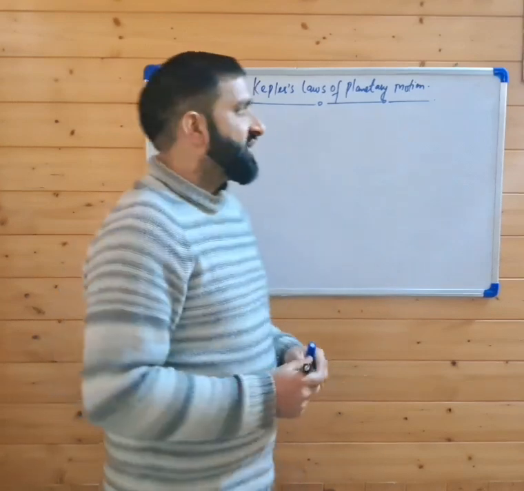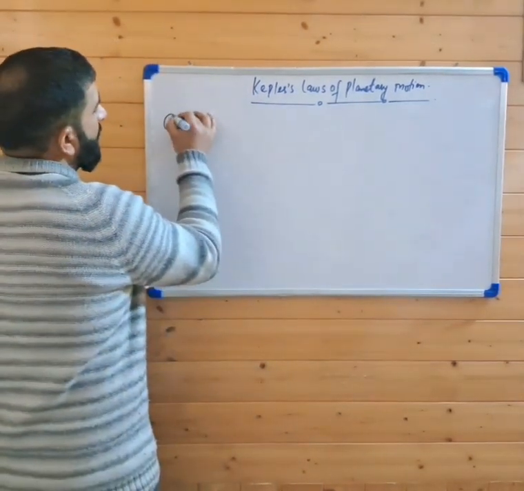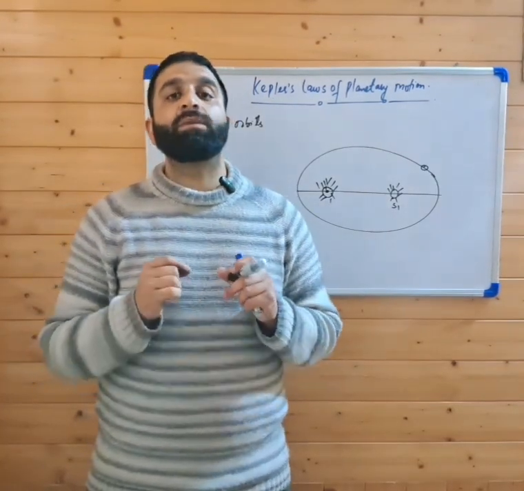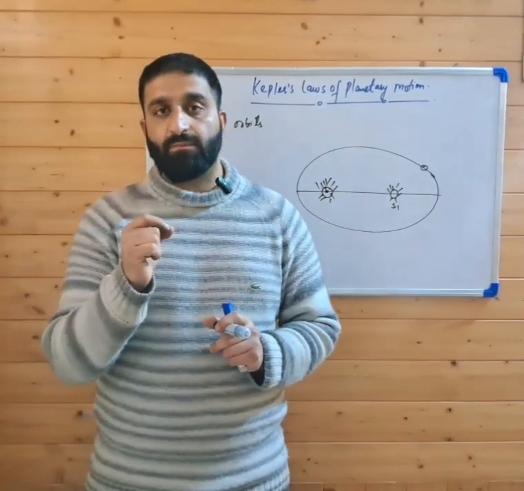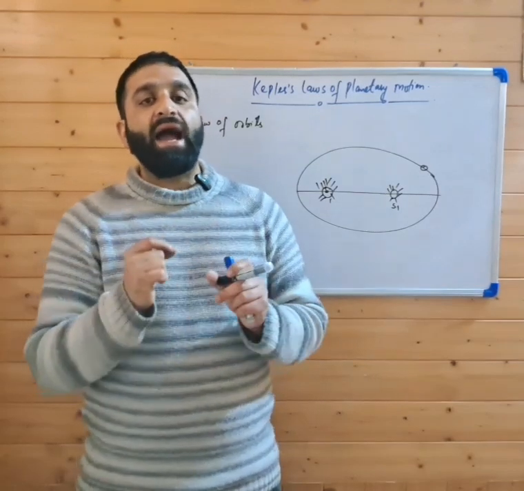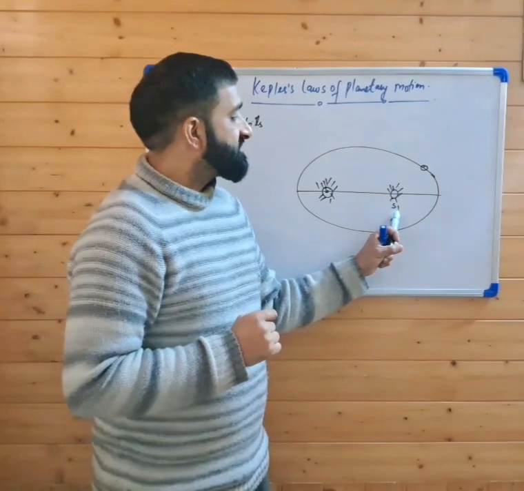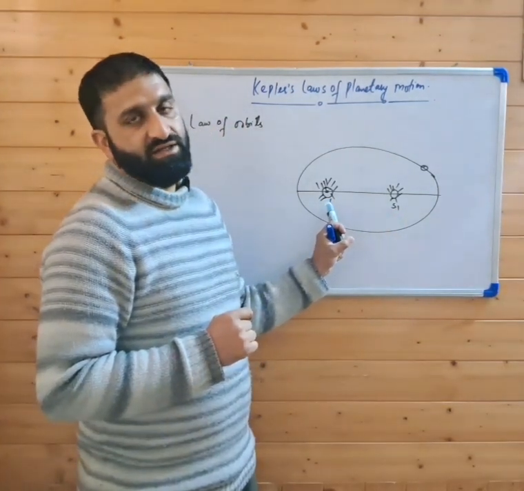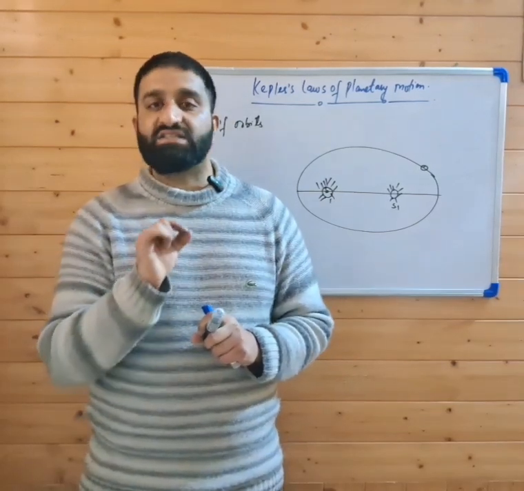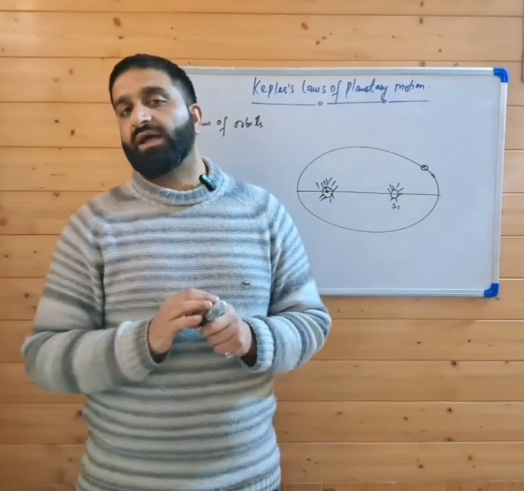Let us first discuss the first law of planetary motion, or Kepler's first law, or law of orbits. It states that every planet revolves around the sun in an orbit that is not round, that is elliptical, and the sun is situated at one of the foci. Either the sun is situated here, or the sun is situated here. When the planet is closest to the sun, it is called perihelion, and when it is farthest from the sun, it is called aphelion.